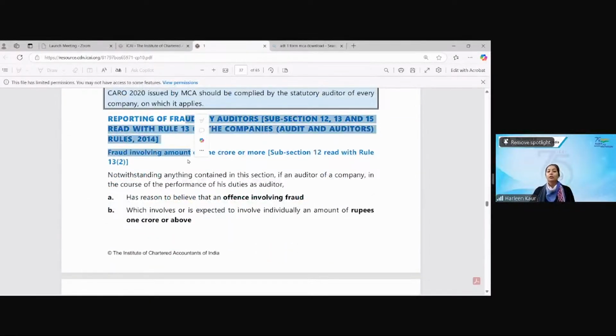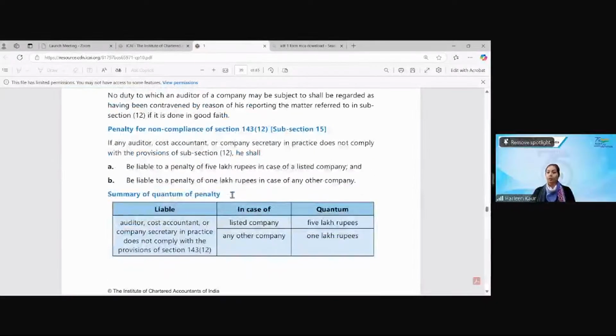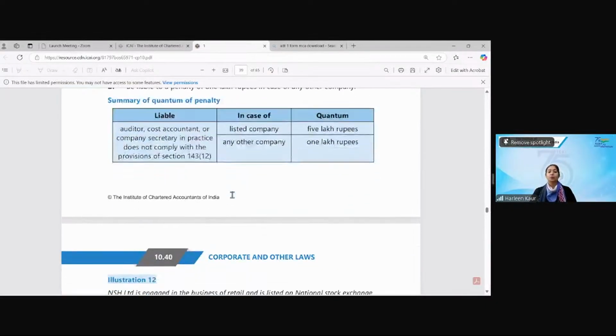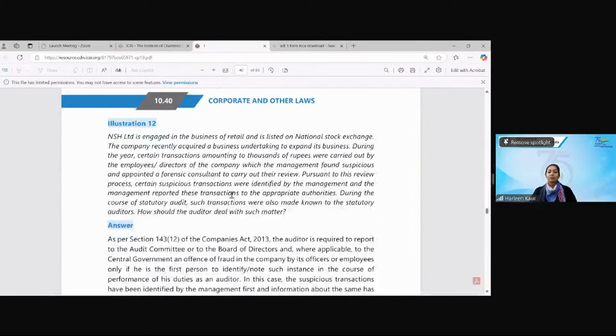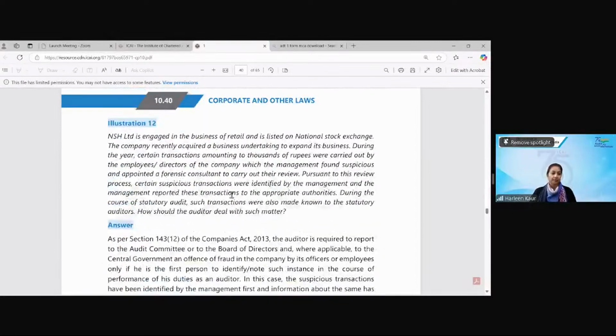After that, Rule 13 specifically talked about 143 subsection 12, that is fraud committed. If it is more than 1 crore, then what are the provisions? Less than 1 crore, then what is the provision? Illustration 12 first we'll do, and then we will move to the audit of government companies.